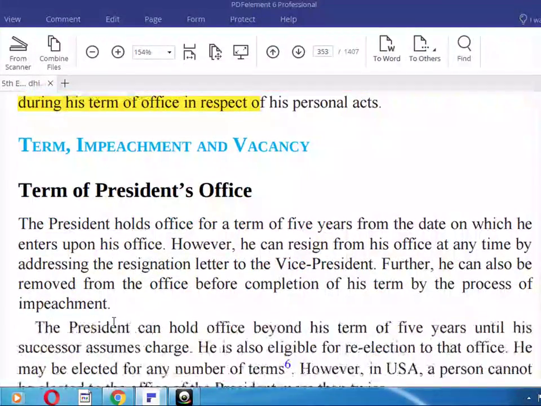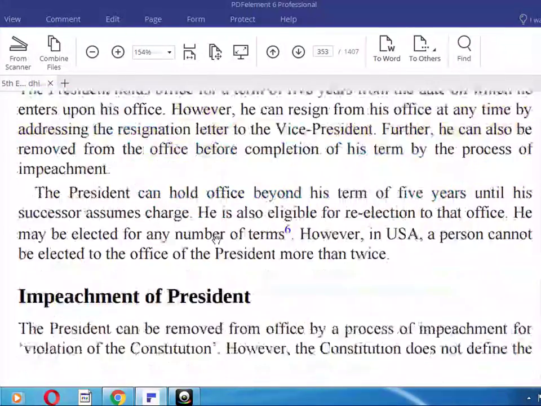Next we will discuss the term, impeachment and vacancy. So next time we discuss it.